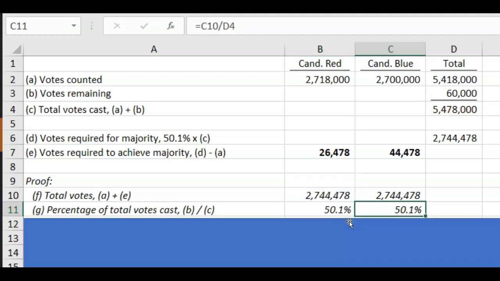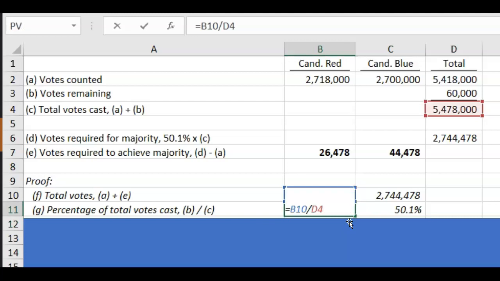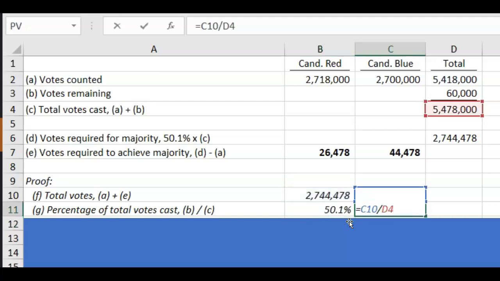We get that for candidate red, right? We're dividing it by the total votes cast. For candidate blue, we take the number we just calculated on row 10, divided it by that same 5,478,000 total votes cast.